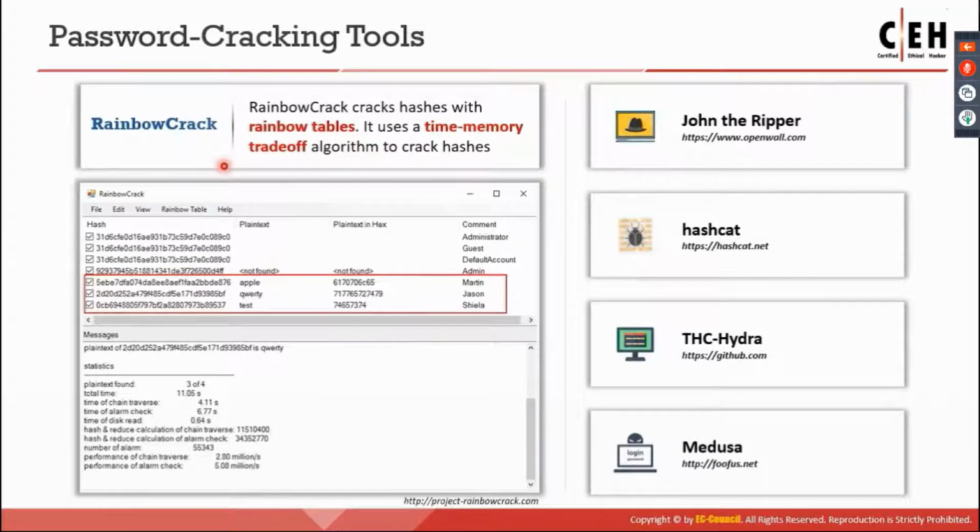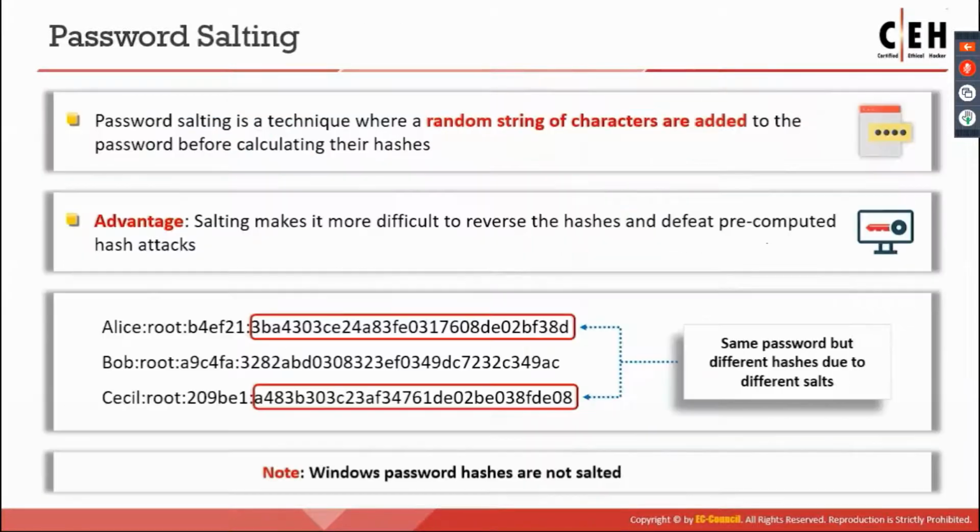So password cracking tools that you can use to crack passwords on systems: RainbowCrack, using rainbow tables, and it uses a time-memory trade-off algorithm to try to crack them as fast as possible. We already saw John the Ripper in action. I already mentioned Hashcat and THC Hydra, very nice tools, Medusa. These are all password cracking tools.